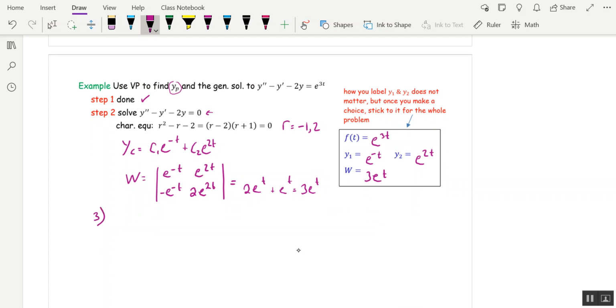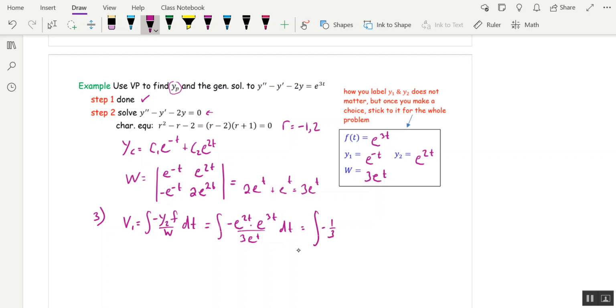I'm going to compute v1 and v2. v1 from the first page is the integral of negative y2 f over W dt. This comes from Cramer's rule, by the way. I have a proof of this at the end. My y2 is e to the 2t, so I have negative e to the 2t. My f is e to the 3t, and my W is 3e to the t. So that's the integral of negative 1/3.